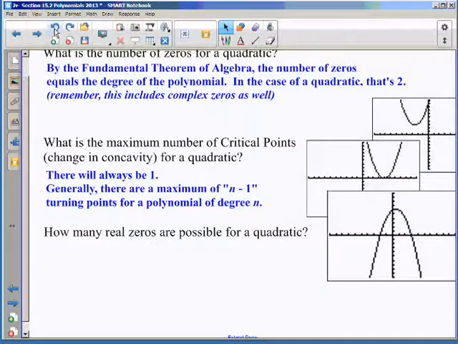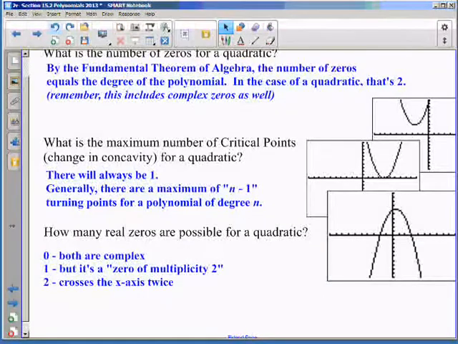And last, how many real zeros are possible for a quadratic? Well, there are 0 if the quadratic does not cross the x-axis, but there are still zeros. There's just no real numbers. They're going to both be complex. 1 if it just touches, that would be a zero of multiplicity 2, or we could call it a double zero. And then last, if the quadratic crosses the x-axis twice, there are 2 real zeros. That was basically what you dealt with mostly in Algebra 1. You didn't have to deal with complex numbers.